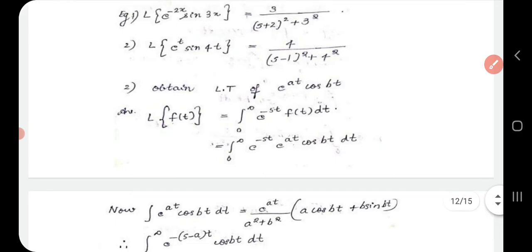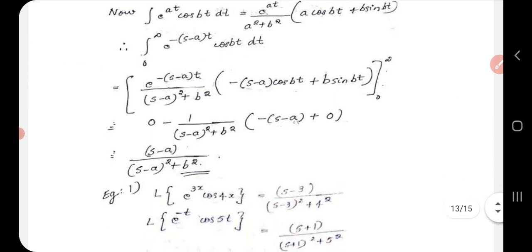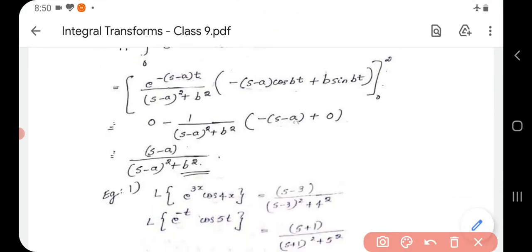Now next one is cos term, that is e raised to at cos bt. Derivation is similar to that for e raised to at sin bt. Just go through the derivation. See the difference. Answer is s minus a by s minus a the whole square plus b square.